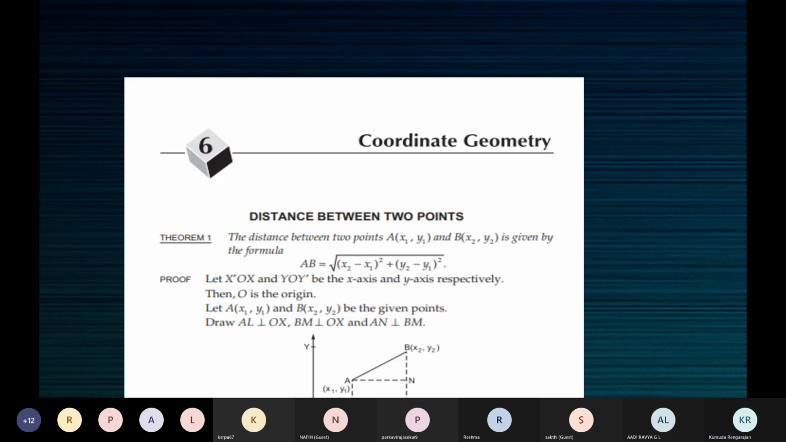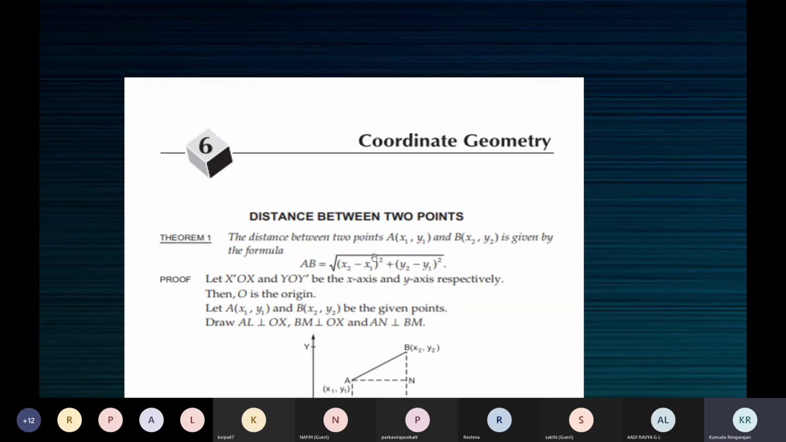Abscissa, abscissae. Like we say amoeba, amoebae. Okay. So what do we see here? We see that the x coordinates, this is the difference between the x coordinates.